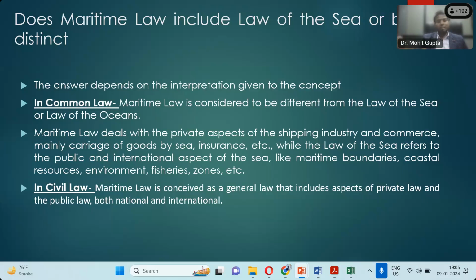Now, why I'm discussing this: today I will be speaking about law of the sea, and later on, Dr. Abhay will be speaking about core private aspects of shipping, which is marine insurance, shipping contracts, and all those aspects. So today, I'm going to talk about the rules related to ocean governance, or law of the sea.